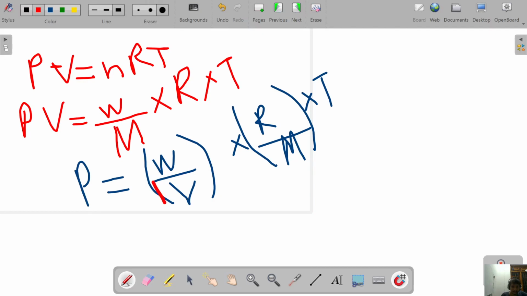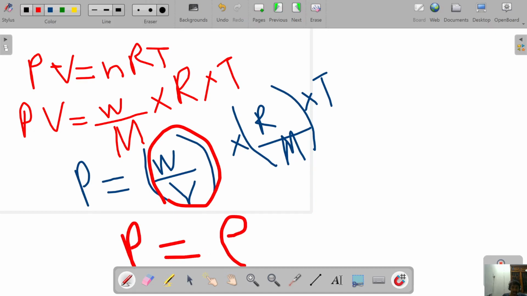Now we already know this: w by V, w is the mass and V is the volume. Mass divided by volume is density. Therefore, we substitute rho, the density of the gas, instead of w by V.